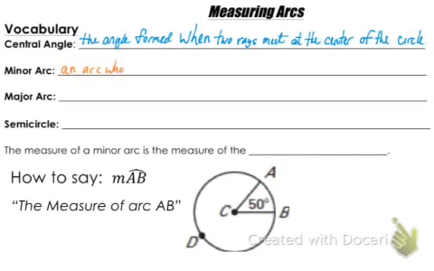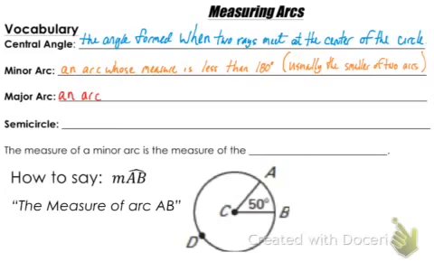Okay, a minor arc is an arc whose measure is less than 180 degrees. It's usually, out of a circle, the smaller of the two arcs. So an example of a minor arc in this circle would be arc AB.